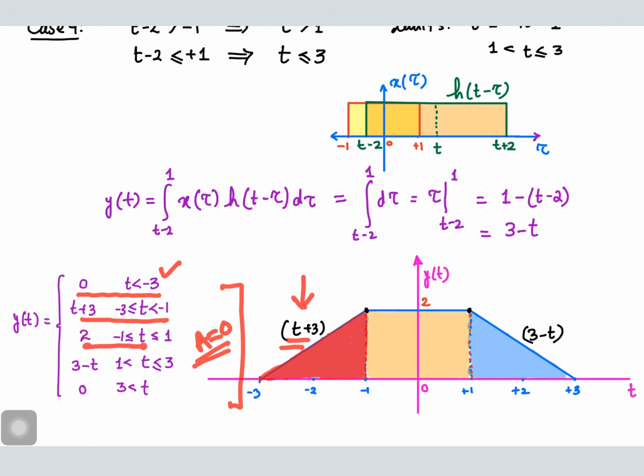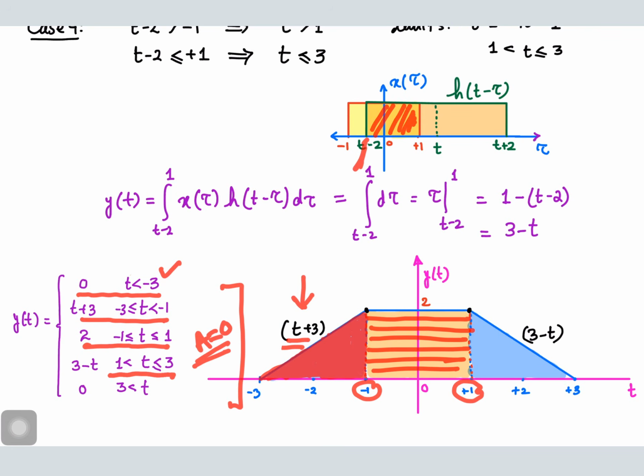And once the time is greater than minus 1 and less than 1, there is a constant overlap, and that is shown over here in this region, that from time t equal to minus 1 to t equal to plus 1, there is a constant overlap. And once the time becomes greater than 1 and is up to 3, as you can see over here, it is representing this one, the area overlap will be decreasing.